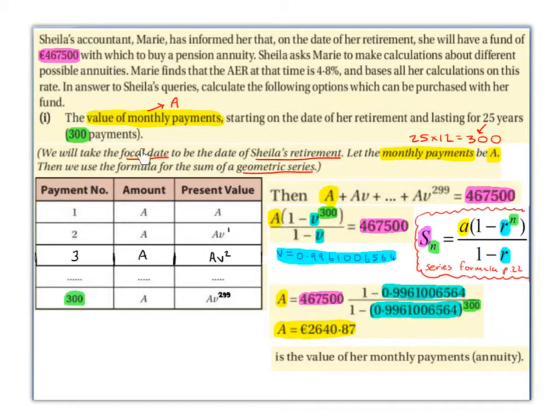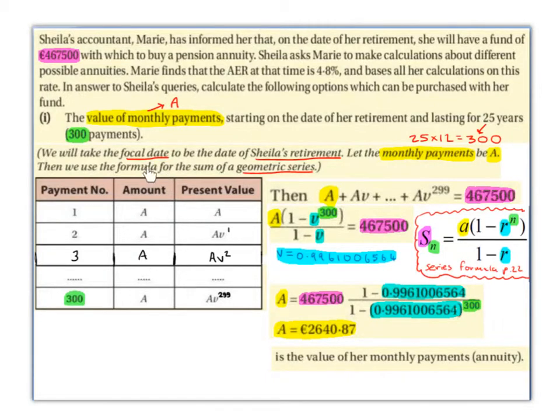So we take the focal date to be the date of Sheila's retirement. We let the monthly payments be A, then we use the formula for the sum of a geometric series. So we have a little table here set up that makes us see it a bit more clearly. So the first column is the payment number. So we have 1 payment, 2 payments, 3 payments, down as far as 300 payments.